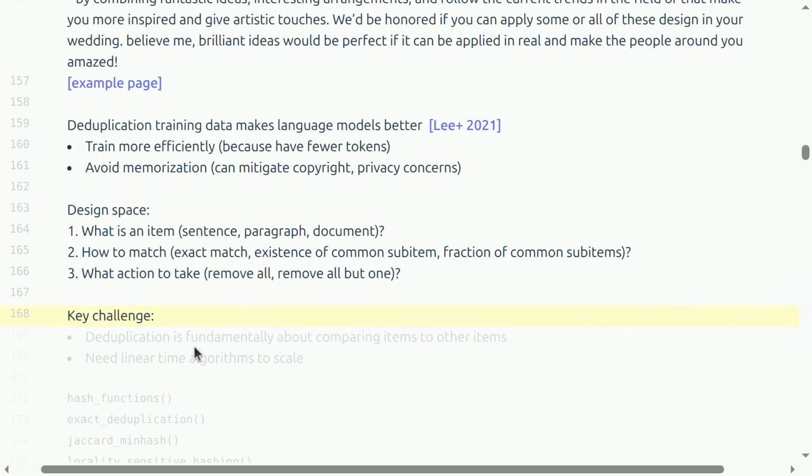Okay, and the key algorithmic challenge is that deduplication is fundamentally about comparing items to other items. Normally, if you're doing filtering, this is about an individual item: is this item good or not? And this can be parallelized. It's linear time, which is good, and even in linear time, we're trying to make it fast by having rule-based or very small models. But with deduplication, clearly you can't do the n-squared thing where you compare everything to everything. You need linear time algorithms to scale, especially at this web scale.